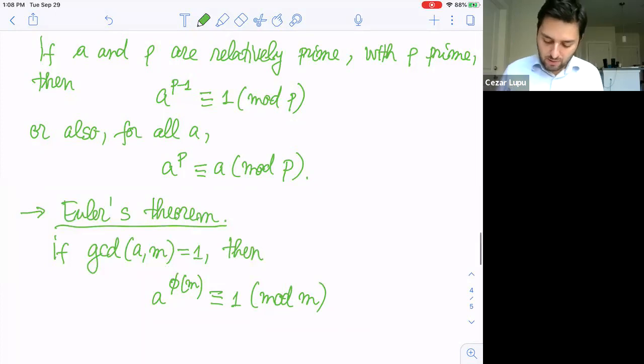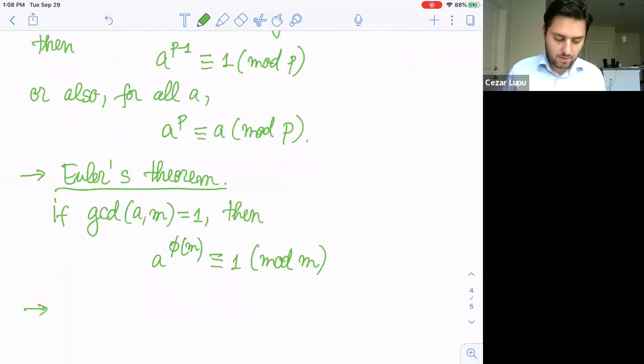And now there is another one that I would like to mention. We would like to see what happens if we involve some factorials. Do we have some congruences for factorials? And yes, we do. This is what we call Wilson's theorem.